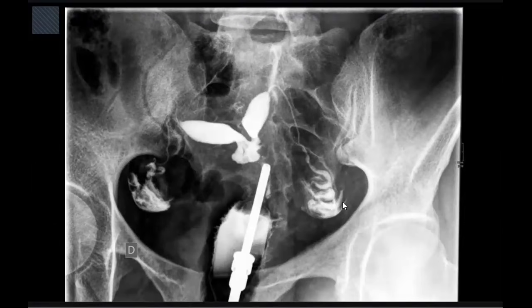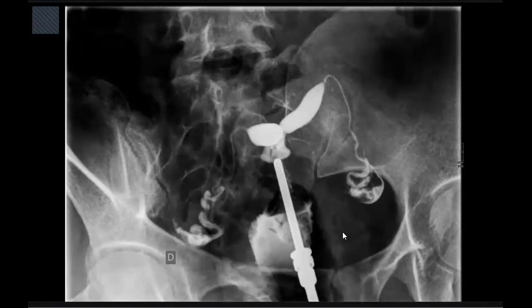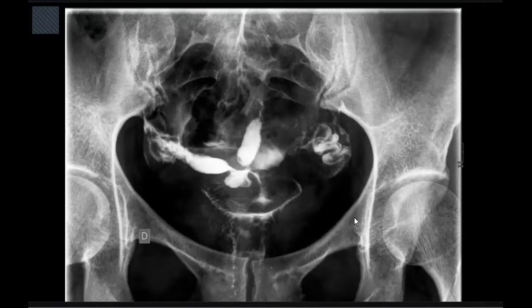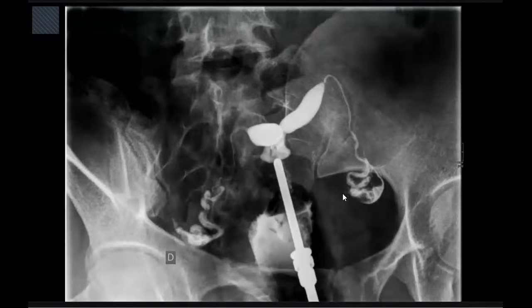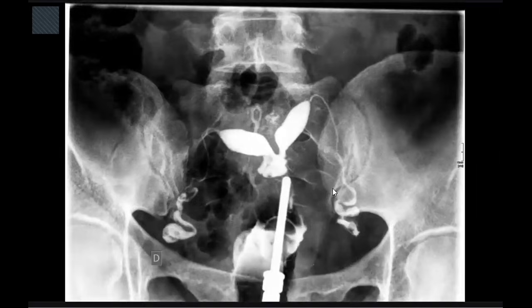What's your differential of the uterine appearance? Yes, I'm suspecting that the contrast leakage is contained leakage and not free spillage within the peritoneal cavity. There is some intravasation also noted on the left side.